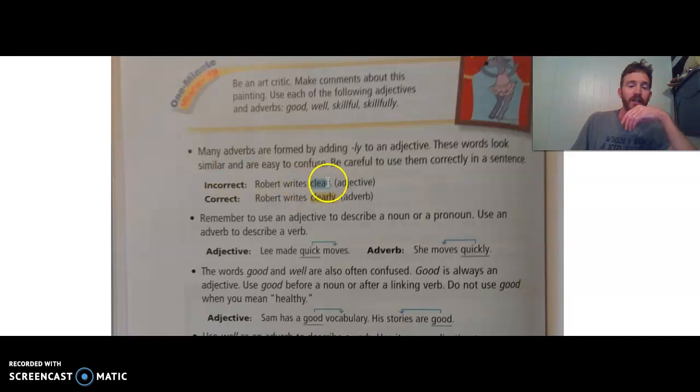So we could have the word clear as an adjective. It might describe a glass bottle. The glass bottle is clear. That would be an adjective. But when we want to use it as an adverb, we want to write it with an ly ending. So Robert writes clearly would be the correct way to write that adverb, okay? So Robert writes clearly is correct. That's the way to do that, okay?